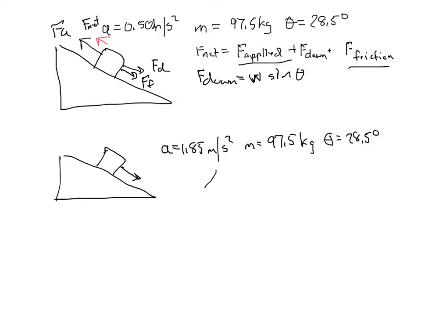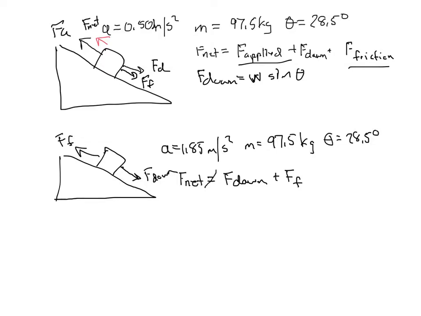Okay. When you do this, you find out that we can find friction because we know F net, again, is going to be, in this case, just F down plus the force of friction. The only two forces acting on the block. Here is the force of friction, and here is F down. Okay.